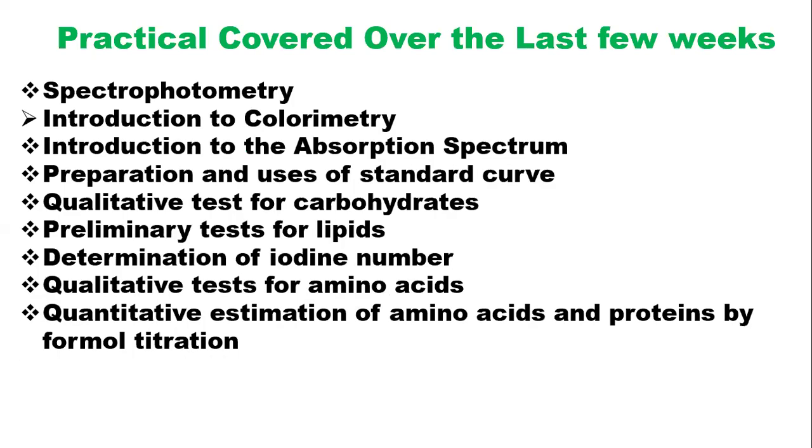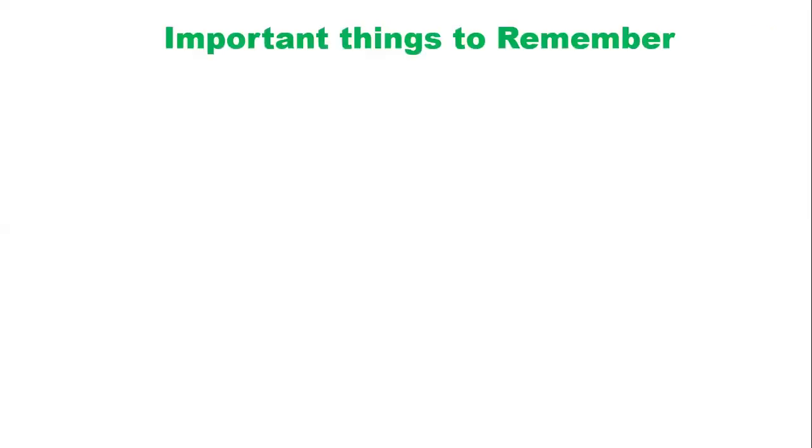Over the last few weeks, these are the practicals we covered. We discussed spectrophotometry, introduction to colorimetry, introduction to absorption spectrum, preparation and uses of standard curve, qualitative test for carbohydrates, preliminary test for lipids, determination of iodine number, qualitative test for amino acids, and lastly, we discussed quantitative estimation of amino acids and proteins by formol titration.